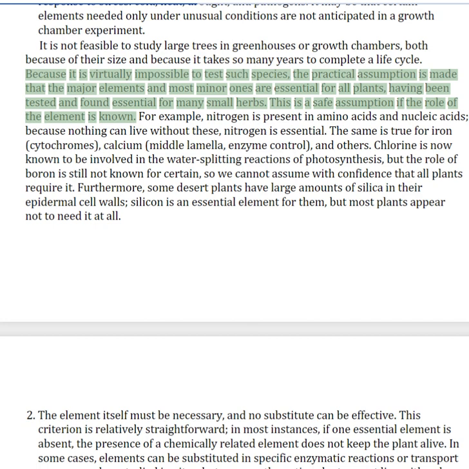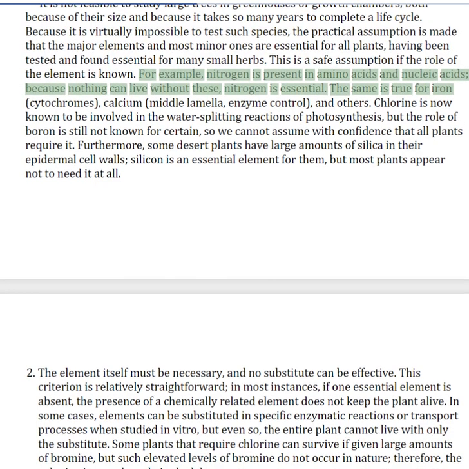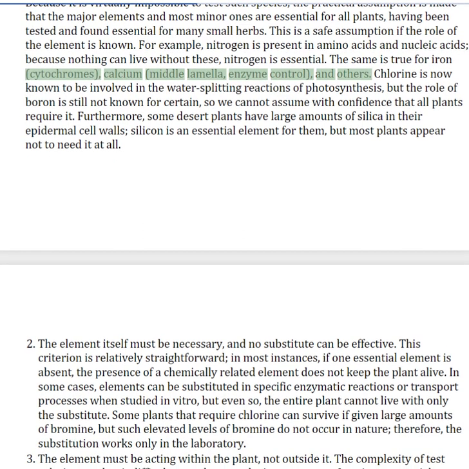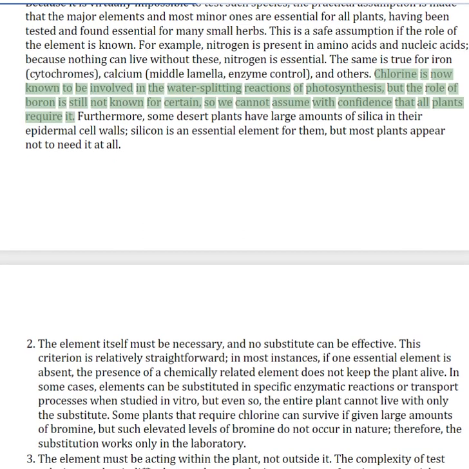This is a safe assumption if the role of the element is known. For example, nitrogen is present in amino acids and nucleic acids. Because nothing can live without these, nitrogen is essential. The same is true for iron, calcium, and others. Chlorine is now known to be involved in the water-splitting reactions of photosynthesis, but the role of boron is still not known for certain, so we cannot assume with confidence that all plants require it.